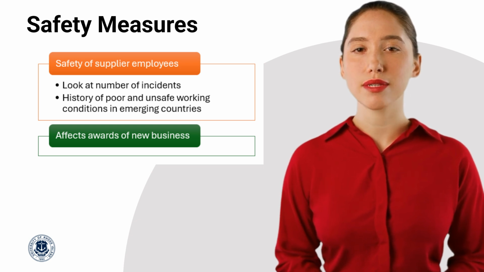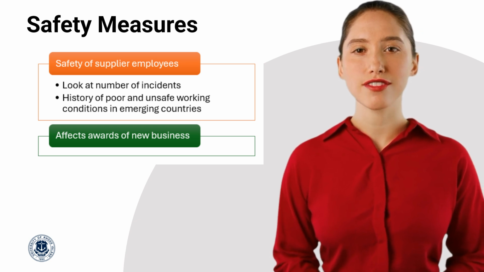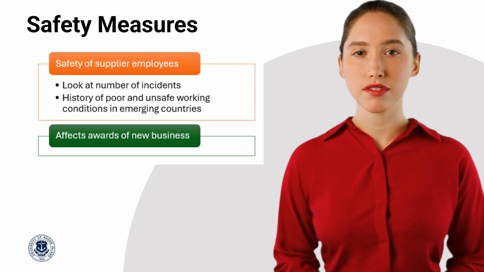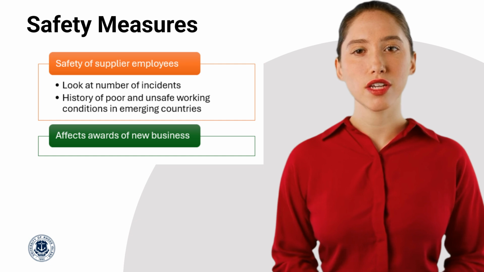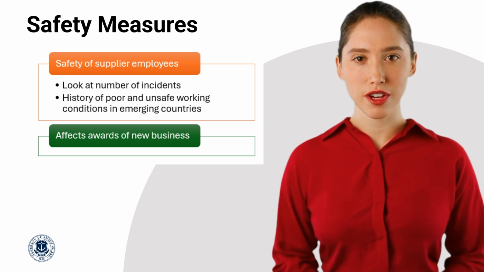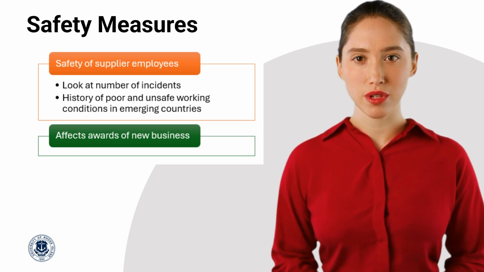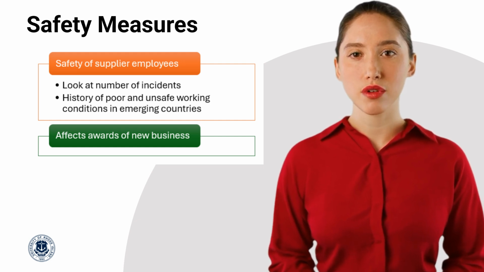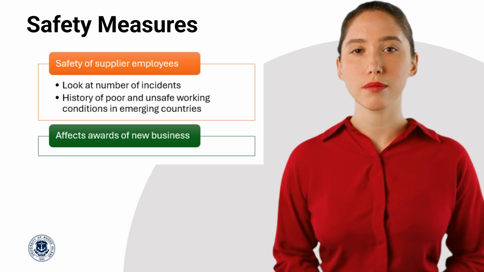Because of this, many companies now conduct audits, require safety certifications, or monitor safety performance as part of their supplier evaluation process. Safety performance can also have a direct impact on business relationships. Suppliers with strong safety records are often more attractive partners, while those with poor safety performance may lose contracts or be excluded from future sourcing opportunities. As a result, safety measures not only help protect workers across the supply chain, but they can also affect the awarding of new business, making safety an important component of responsible and sustainable supply chain management.